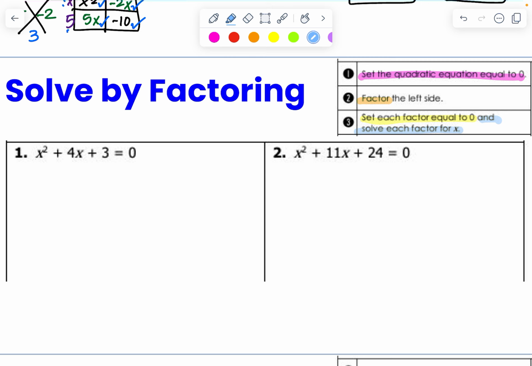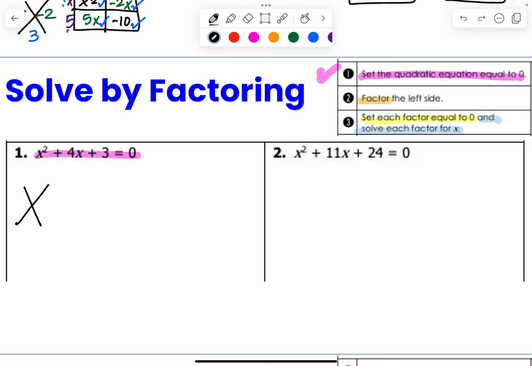x squared plus 4x plus 3 equals 0. You'll notice that it's already step 1. Set the quadratic equation equal to 0. Check. Now is the process where we're going to need to factor x squared plus 4x plus 3. Is there a greatest common factor here between 1x squared, 4x, and 3? No, there's not. Is a negative? No, it's not. So we're ready to jump into the X box, right?